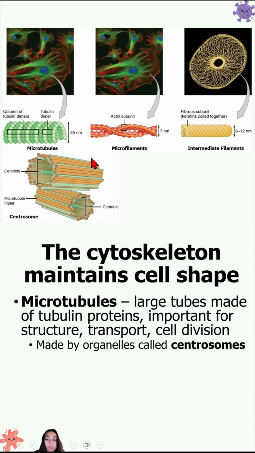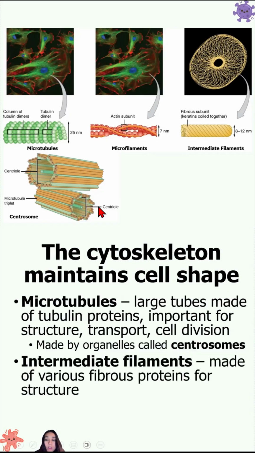So here's a little picture of a centrosome. A centrosome is actually made up of two centrioles, so that's kind of confusing for some students, but a centriole is this single piece right here, and then they always come in two, and so together they make the centrosome. But anyway, these centrosomes, they make the microtubules.